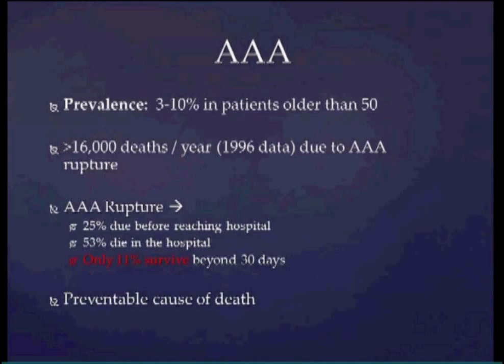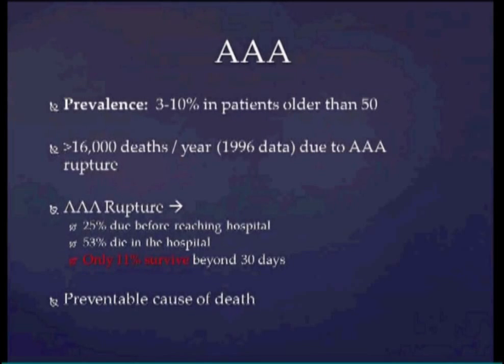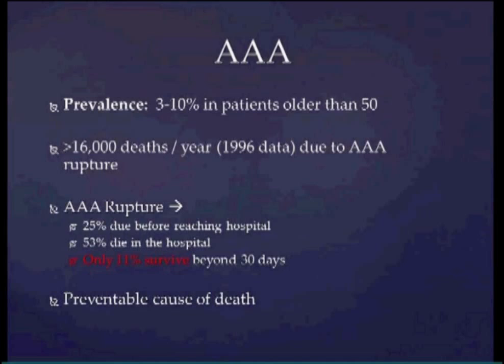It's more common in men, it's more common in men who are smoking, and it's more common when there is atherosclerosis of abdominal aorta. Why do we have to repair it? Because if it ruptures, it has a very high mortality rate. In 1996 there was data about ruptured AAAs causing more than 16,000 deaths a year. And if AAA ruptures, there is about 90% mortality rate. So it's a preventable cause of death.